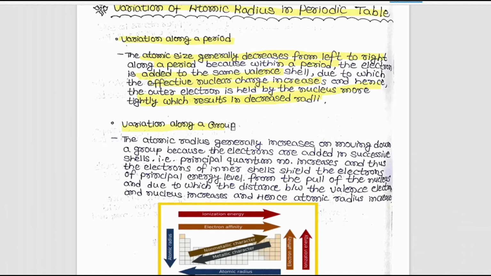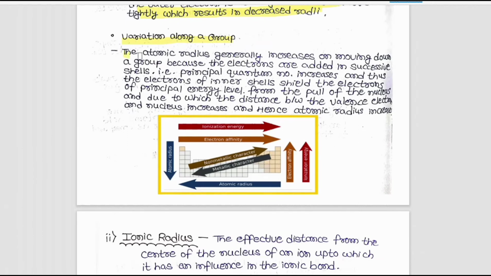Now variation along a group. The atomic radius generally increases on moving down the group because the electrons are added in successive shells. So the principal quantum number increases, thus the electrons in the inner shell shield the electrons of the principal energy level, due to which the distance between the valence electron and the nucleus increases, and hence the atomic radius increases.